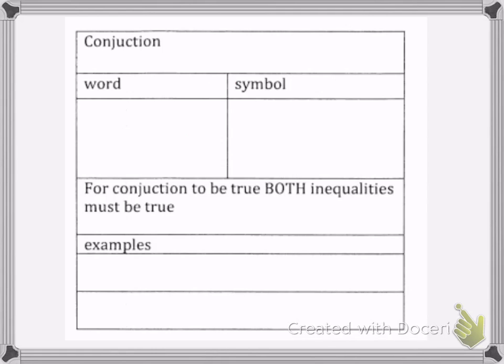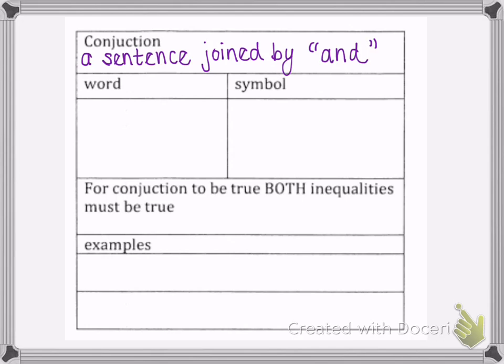The word conjunction is a sentence that is joined by the word "and." So that's going to go under conjunction definition. The word is "and" and the symbol looks like a capital V upside down. And I think of it like a capital A without the bar horizontally across. For a conjunction to be true, both inequalities must be true.